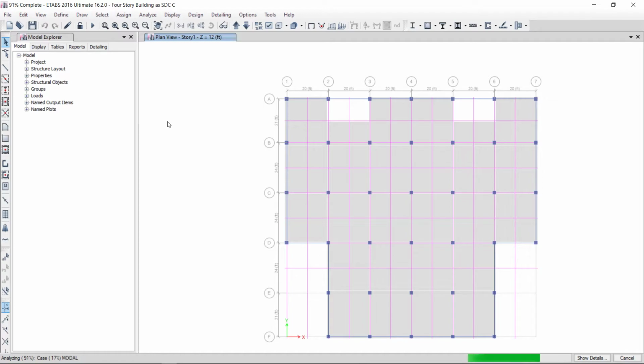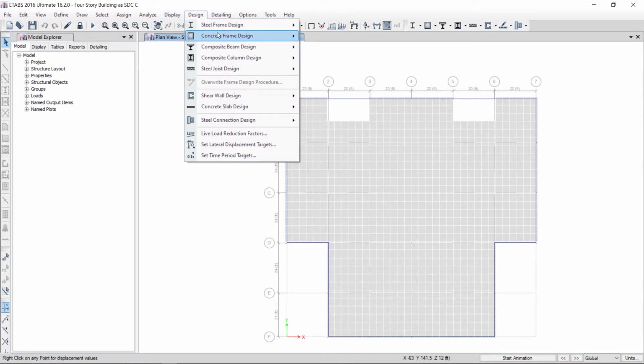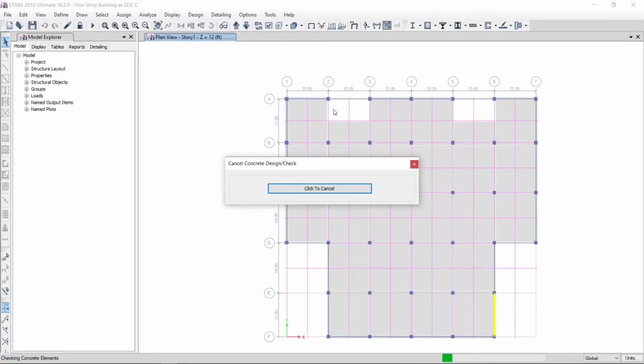Since I am using the same model, I am not going to explain how the model is developed. You can see my previous video. Here what I want to emphasize is, if I am going to design this slab using ETABS and I am just changing the seismic design category from B to C, then what is the impact? One must understand what is the impact. Now let's go to design, concrete frame design. Well, we can start design, no problem.